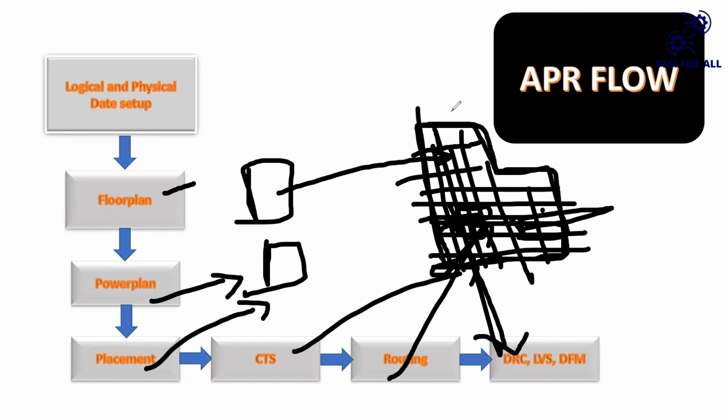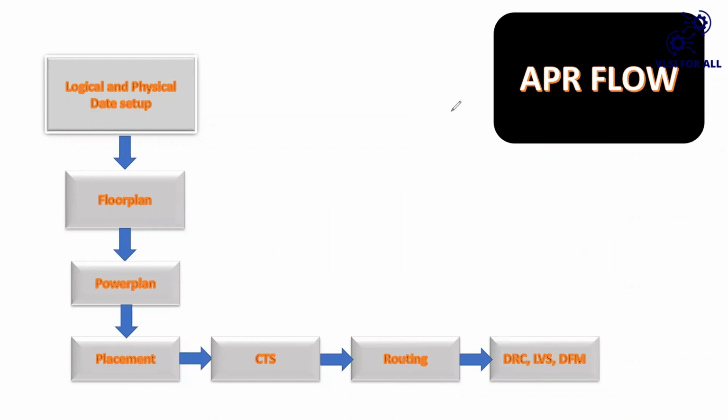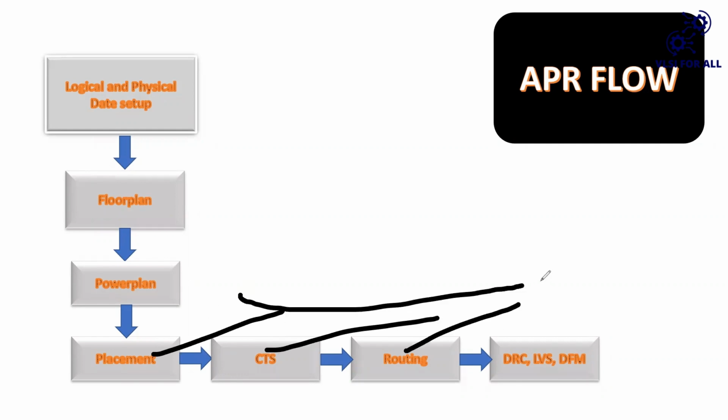Sir, is it clear? Whatever stages you have explained, does the tool have everything enabled in the GUI, like I just click on floor plan and it will do the floor plan for me? Do we need to set everything up ourselves in that tool? When it comes to placement, CTS, routing, you don't need to do anything. The tool will do it itself, but you have to make some modifications to achieve the timing goals or whatsoever.